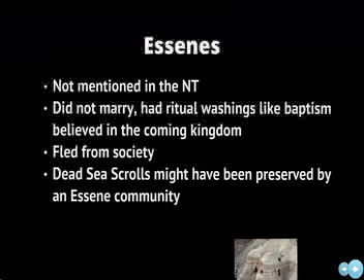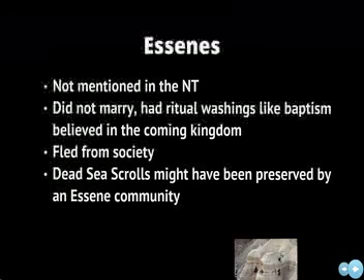Okay, they did not marry, but they had ritual washings, like baptism, and like Christians, they believed in the coming kingdom. Now, they fled from society. They didn't think that life in Jerusalem with its temple and all of its decadence was useful for them in their spirituality. So they fled to Qumran and established their own community way out there.